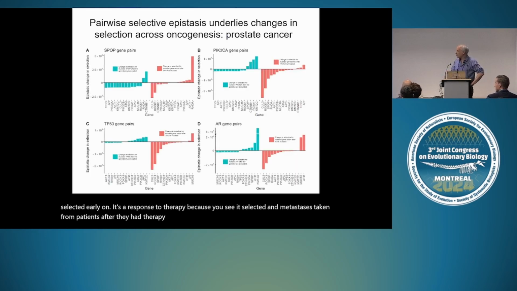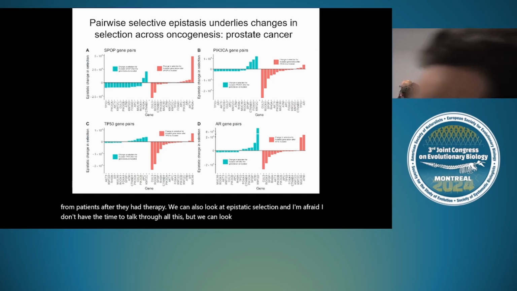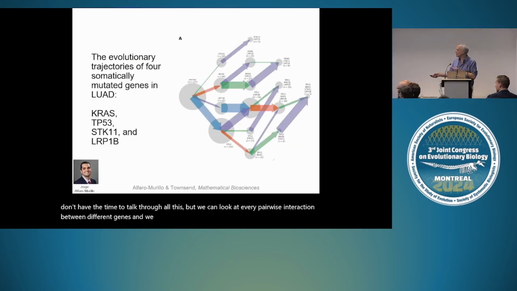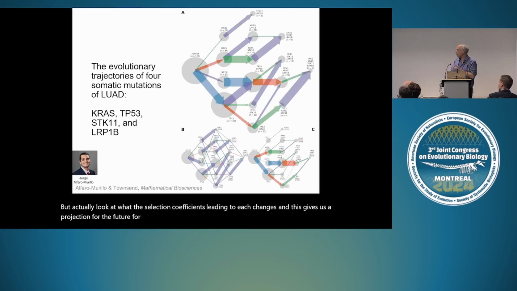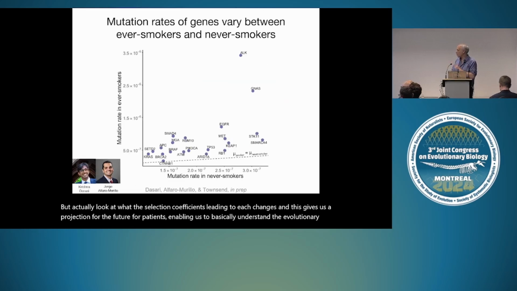We can also look at epistatic selection, and I'm afraid I don't have the time to talk through all this, but we can look at every pairwise interaction between different genes, and we can even look at different genes in different contexts and map it out not just to the mutation rate on the bottom here, but actually look at what the selection coefficients leading to each changes, and this gives us a projection for the future for patients, enabling us to basically understand the evolutionary landscape and where patients are going.